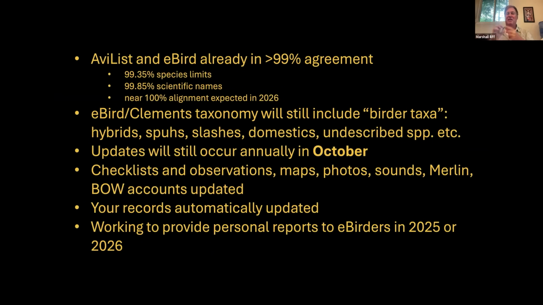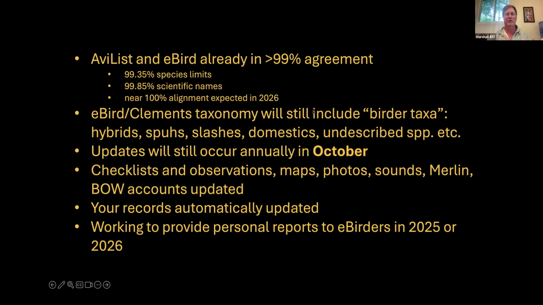with AviList. That's because during this 5-year process, we have been gradually stepping closer and closer, and we're going to complete that process in the next year, basically. So this coming update will be 99.35% compliant on species limits and 99.85 on scientific names. And we expect that to be nearly 100% in 2026, maybe actually 100%.